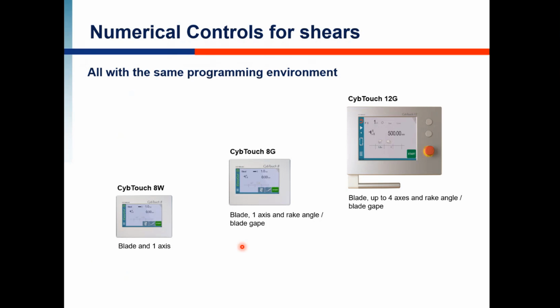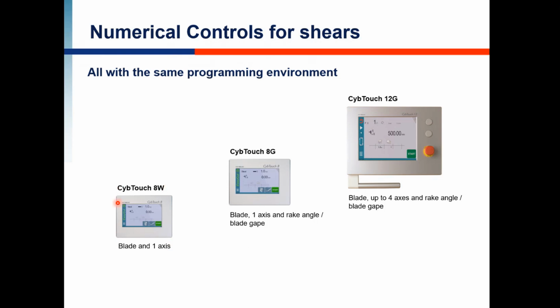Then our controller for the shear. We currently have 3 controllers for our shearing machine: Cybelec 8W for mostly swing machines, 8G for guillotine machine with an adjustable rack angle, and 12G for most of the time guillotine machine up to 4 axes, which means up to 2 front gauges and 2 back gauges, X1 to X4.